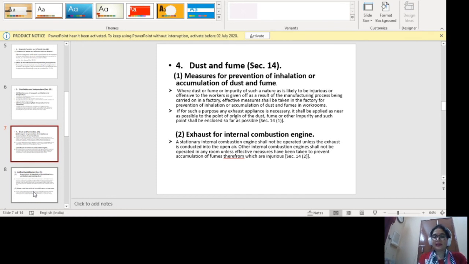Then exhaust for internal combustion engine. If any internal combustion engine is employed in any factory, there should be a proper exhaust facility for the proper ventilation of dust and fumes.